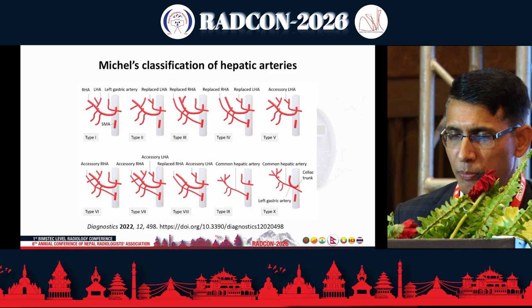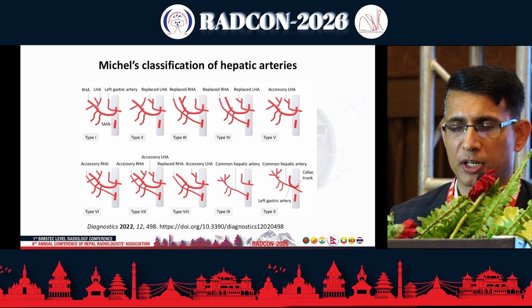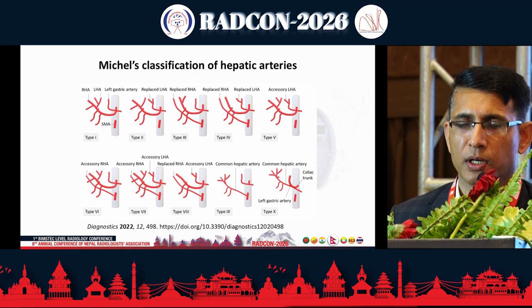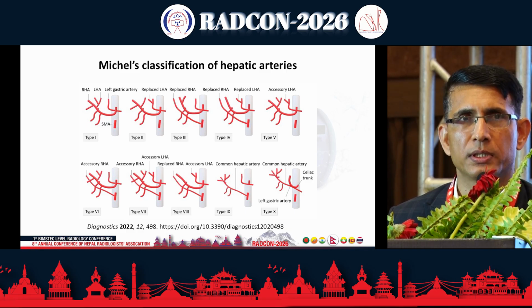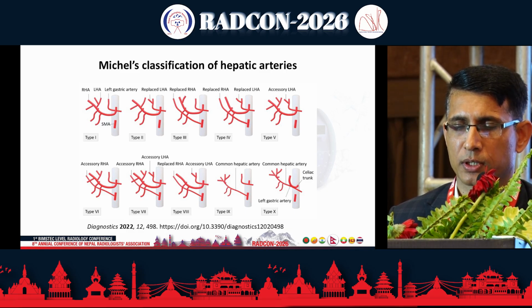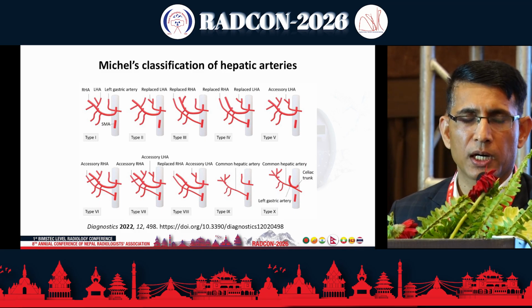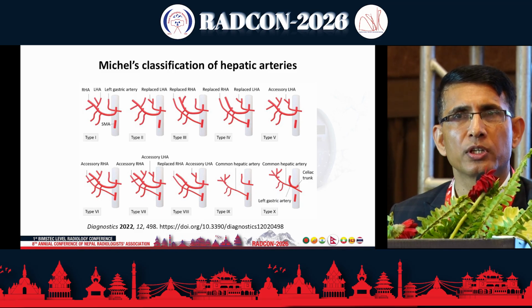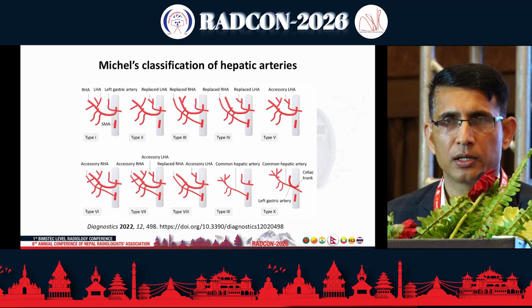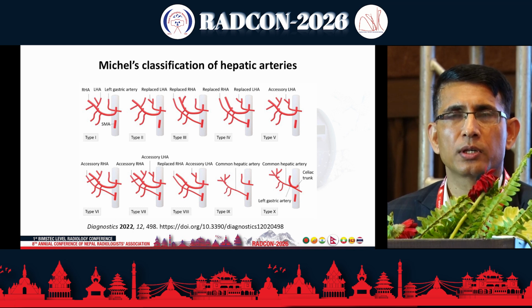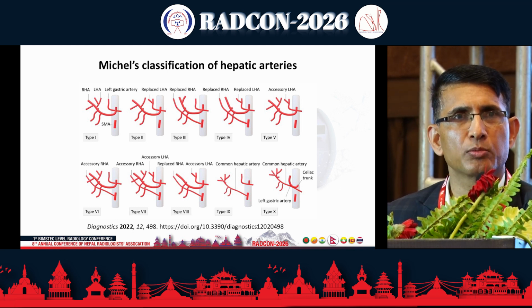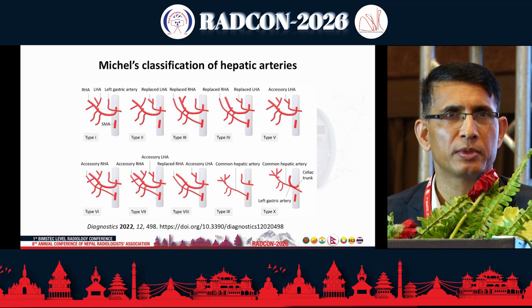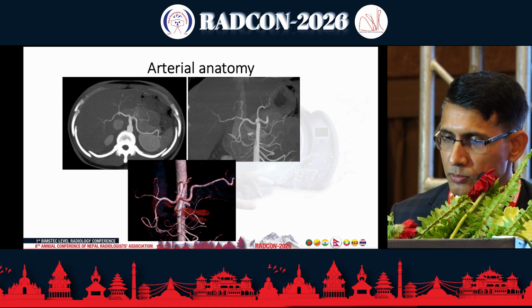In case of right hemihepatectomy, we measure the length of the right hepatic artery after it gives off the left hepatic artery, and we have to measure the diameter. Conventionally, arteries with length more than 1 centimeter and diameter more than 2 millimeter are harvested, but with improvement in microvascular anastomosis, even arteries less than 2 millimeter can be anastomosed.